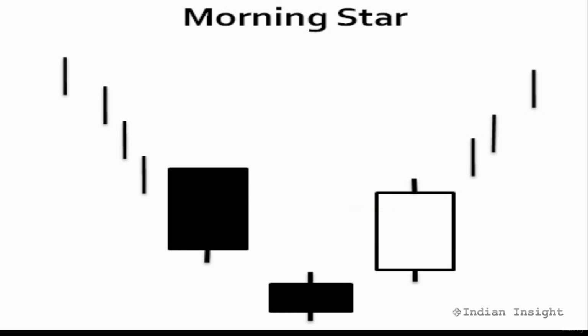Now these are some important reversal patterns which will indicate to you a change in trend. In the next lecture, we'll look at some continuation candlestick patterns.